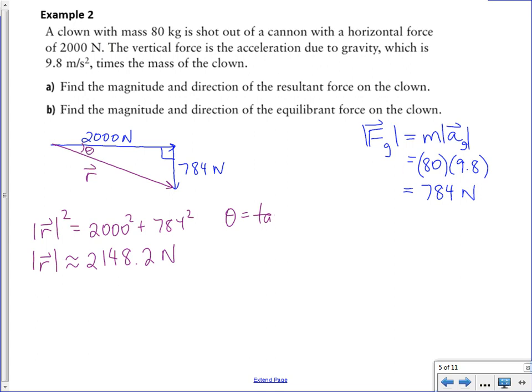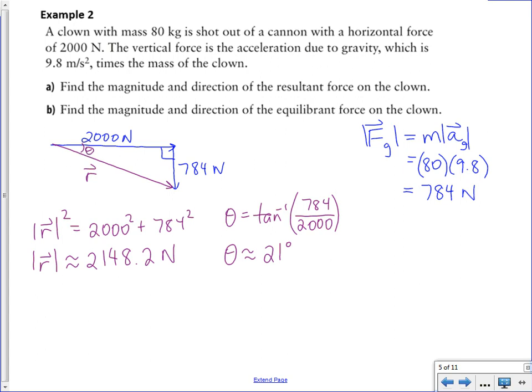Good old tan inverse again. What's opposite theta and what's adjacent to theta? Opposite is 784. Adjacent is 2,000. So tan inverse, open bracket, 784 divided by 2,000 is 21. I'm really tempted to write 0.4, but I'll just write 21 degrees.